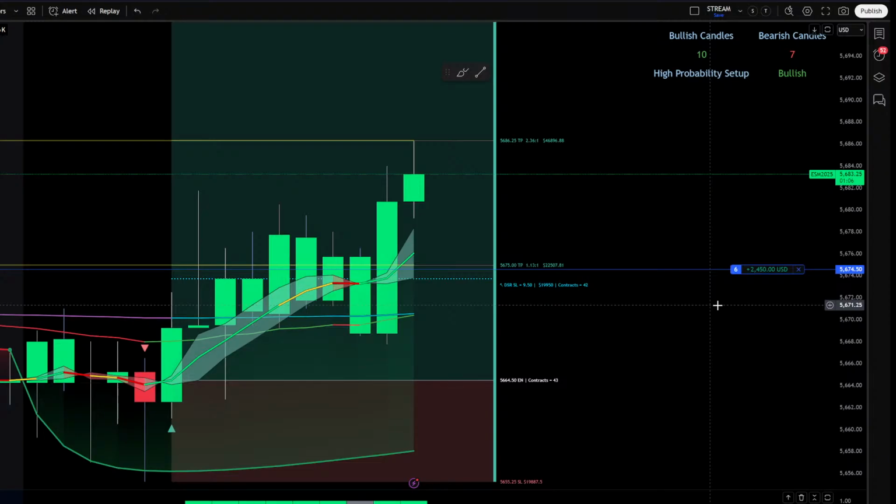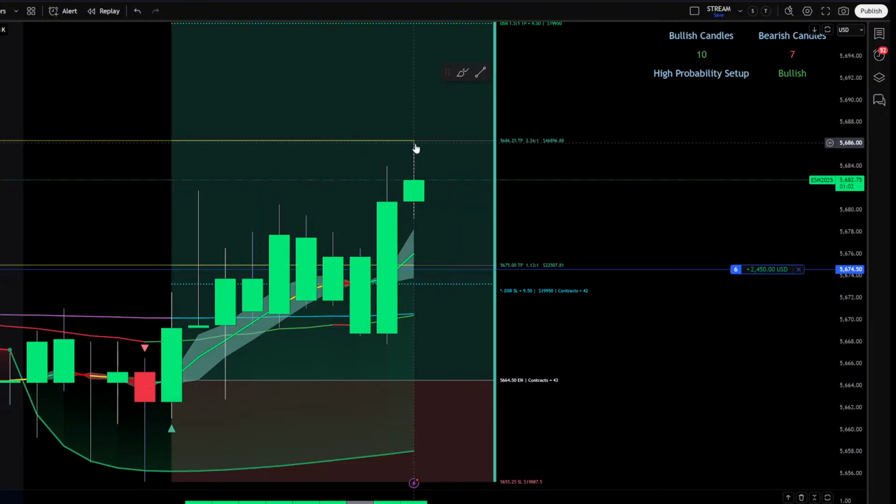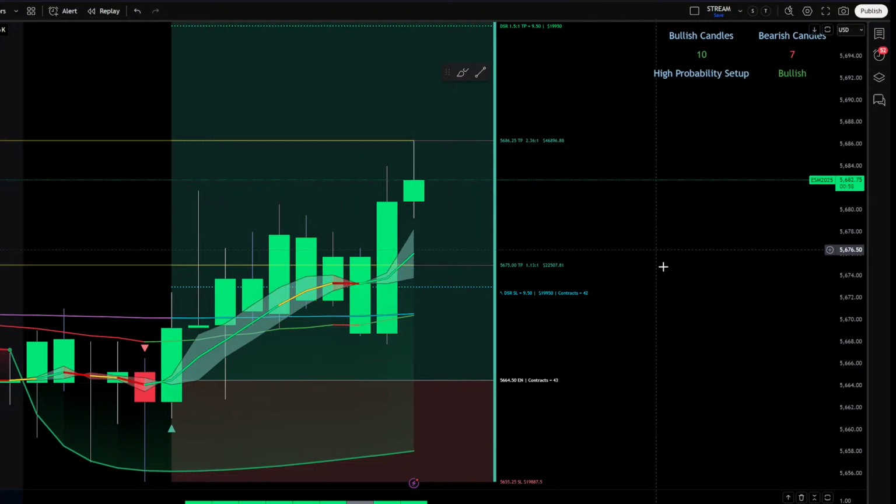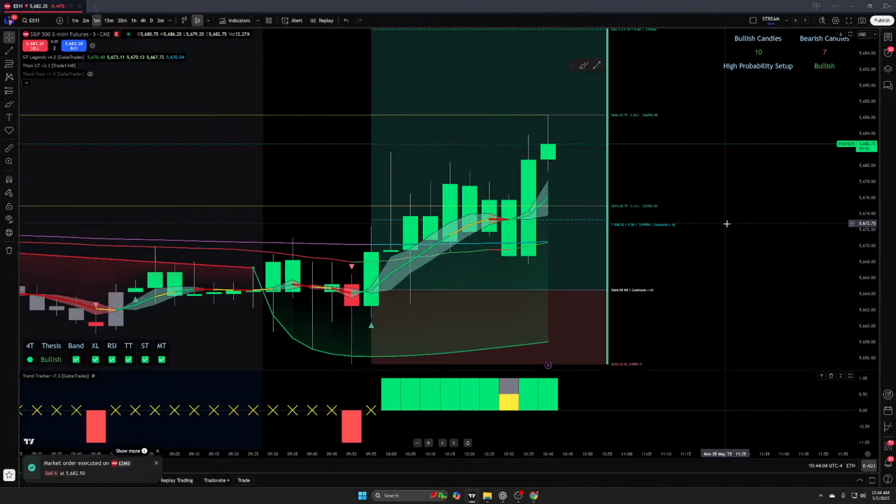Okay. Now we see right here, there's a reaction to this level. I'll just go ahead and close that trade too. Done. If you have a 100K account, that was 2% on your 100K account. Let's go to NQ. Let's see something with NQ.